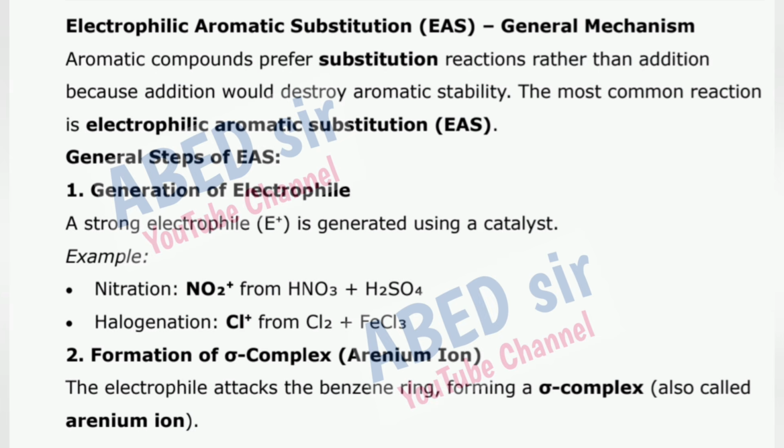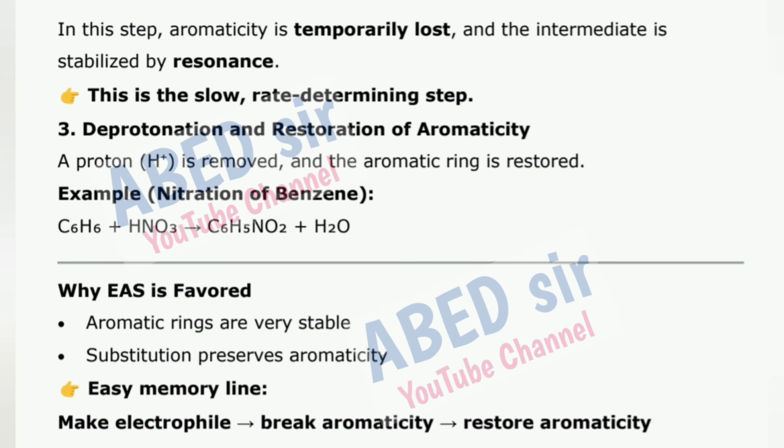General steps of EAS. 1. Generation of electrophile. A strong electrophile, E⁺, is generated using a catalyst. Example. Nitration, NO₂⁺ from HNO₃ plus H₂SO₄. Halogenation, Cl⁺ from Cl₂ plus FeCl₃. 2. Formation of sigma complex, arenium ion. The electrophile attacks the benzene ring, forming a sigma complex, also called arenium ion. In this step, aromaticity is temporarily lost, and the intermediate is stabilized by resonance. This is the slow, rate-determining step.